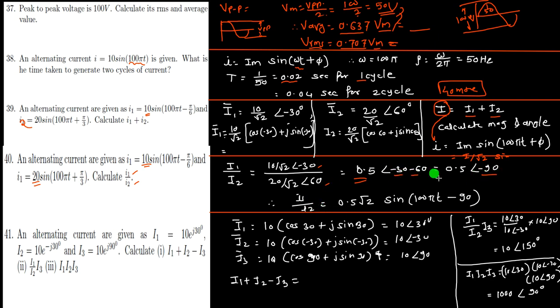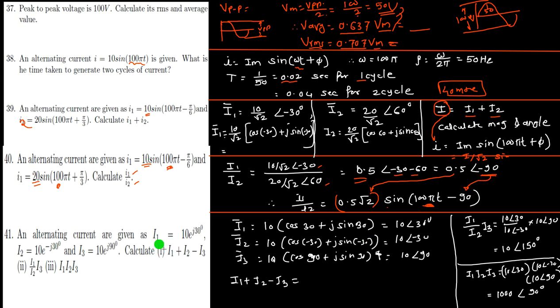So I1 by I2 is the RMS value, so to convert into the maximum value it must be multiplied with root 2. 0.5 root 2 sine of, the frequency is the same, 100 pi t, so it should appear here as 100 pi t, and the phase angle is minus 90, which must be written over here.